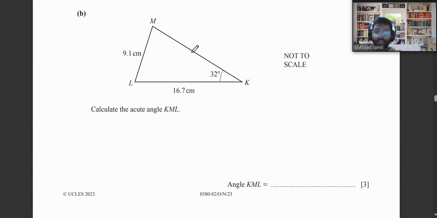Anyways, it says calculate the acute angle KM, this angle ML. Okay. Look guys, for this we will use sine law. So we will say sine M upon.